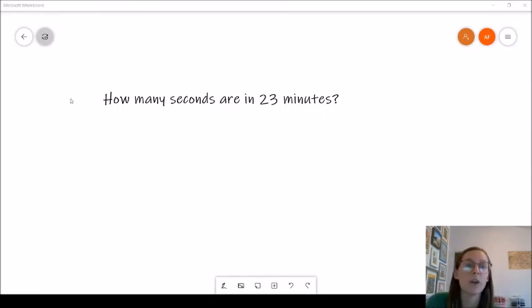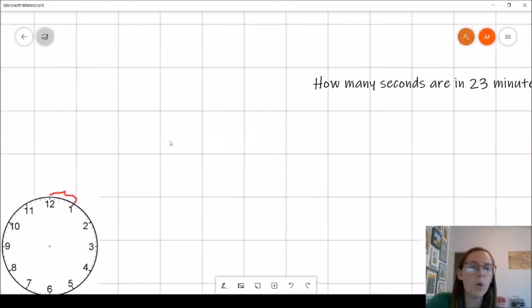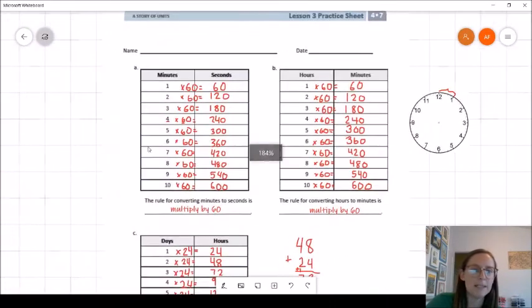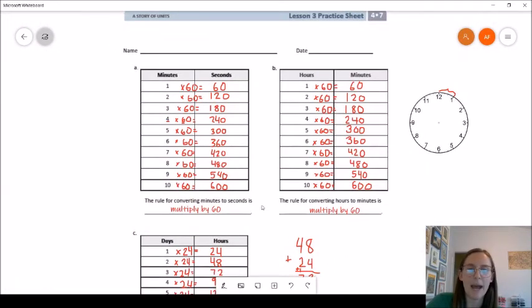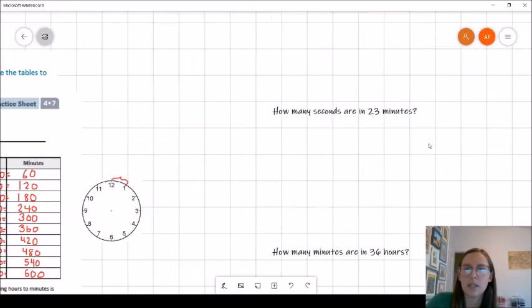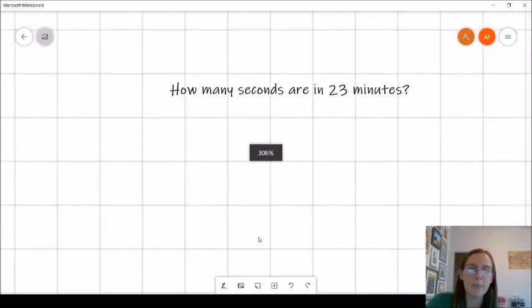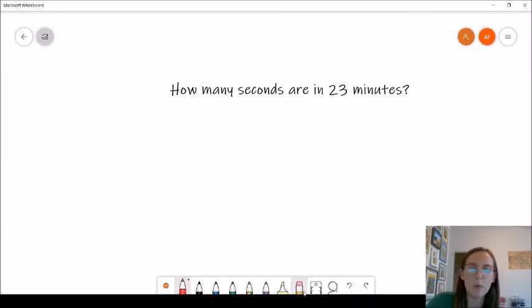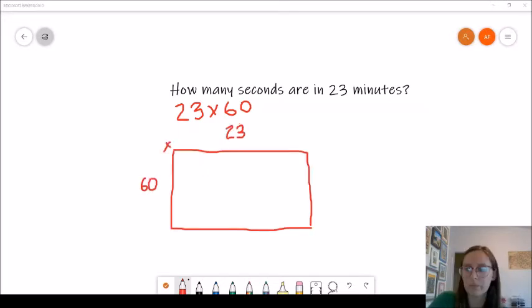If we think back to our unit conversion tables that we just made, each minute is an equal group of 60 seconds. So our rule for converting from minutes to seconds was to multiply by 60. So we are going to take 23 minutes and multiply that by 60 because each minute is an equal group of 60 seconds. So we need to do 23 times 60. Now there are a few different strategies that we could use. I am going to use our area model strategy.